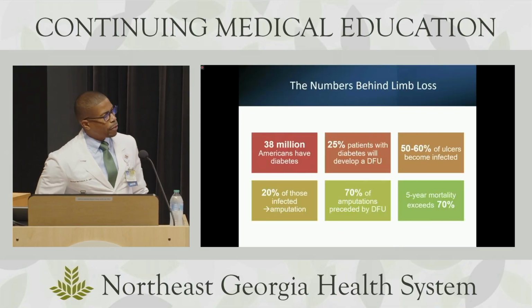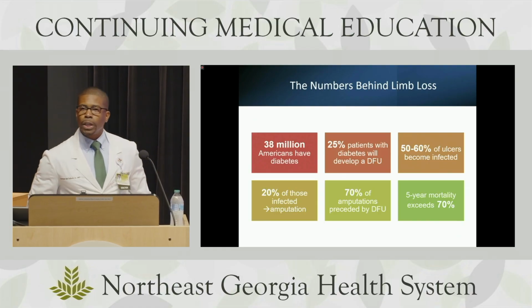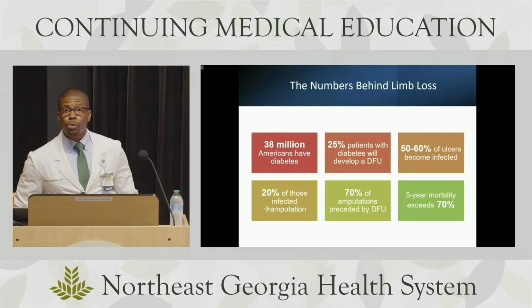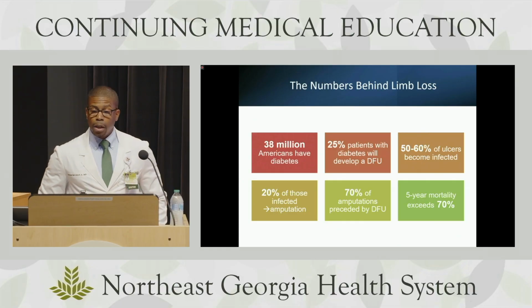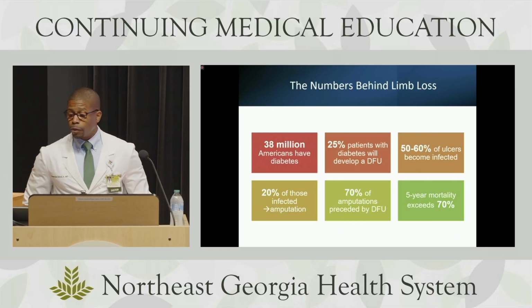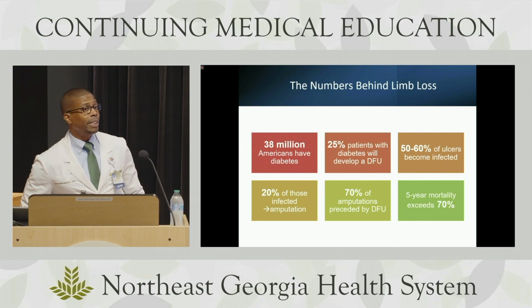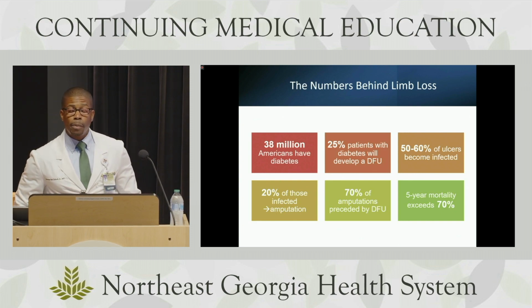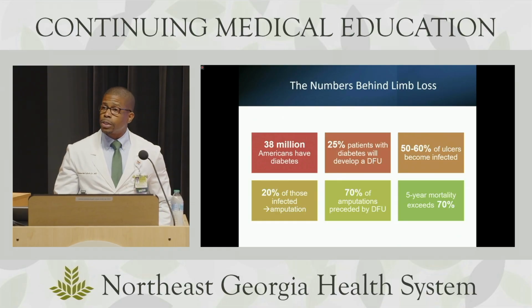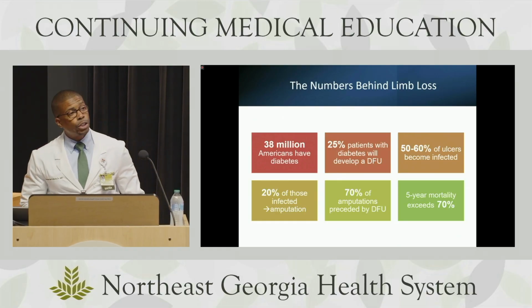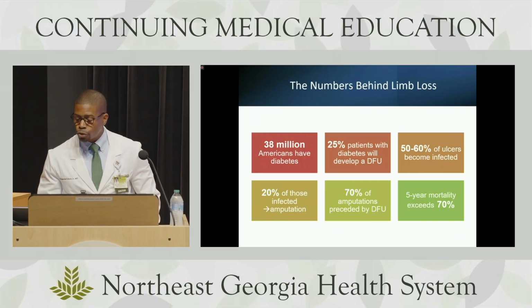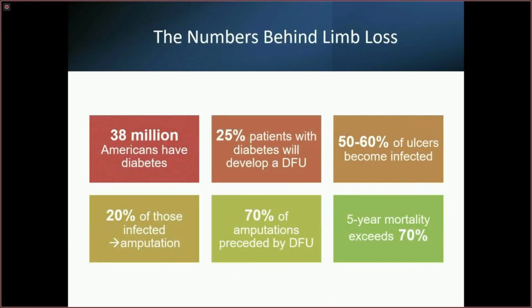About 38 million Americans have diabetes, and by 2040, it's projected that roughly 10% of the world's population will have diabetes. Up to 25% of patients with diabetes will develop a diabetic foot ulcer, and approximately 50 to 60% of those with ulcers become infected. 20% of moderate to severe infections lead to lower extremity amputations, and approximately 70% of all non-traumatic lower extremity amputations in diabetics are preceded by a diabetic foot ulcer. The 5-year mortality rate for those who undergo an amputation is approximately 70%.